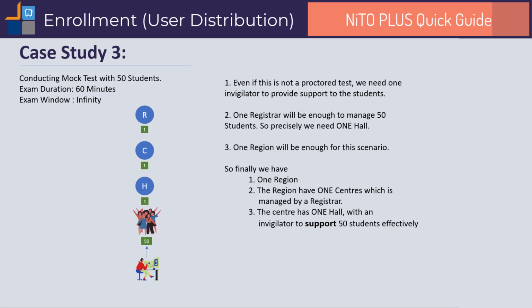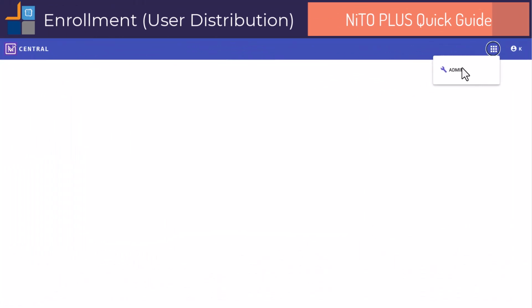To successfully administer a non-proctored mock test for a group of 50 students, a single hall would be sufficient. In summary, the requirements for this test would involve 1 region, 1 center, and 1 hall. Let's see a demo. Log in as exam controller.